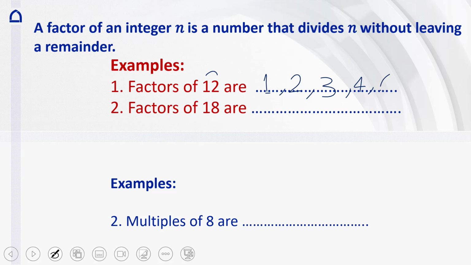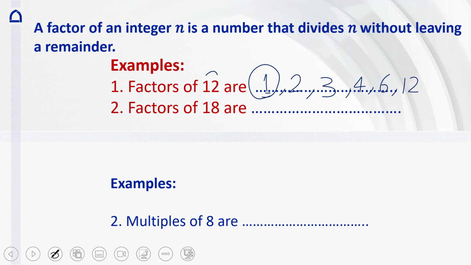6, yes, when you divide it by 6, you get 2 without any remainder. 7, you get 1 and the remainder will be 5. 8, the same, you have a remainder. 9, the same, you have a remainder. 10, 11, but it can be divided by itself. Okay, so any integer can be divided by 1. So 1 is a common factor for any integer.